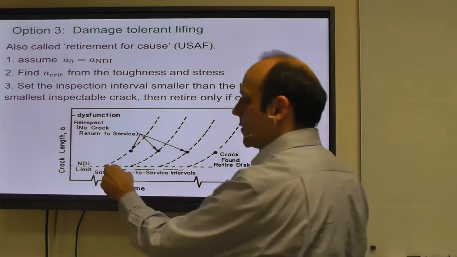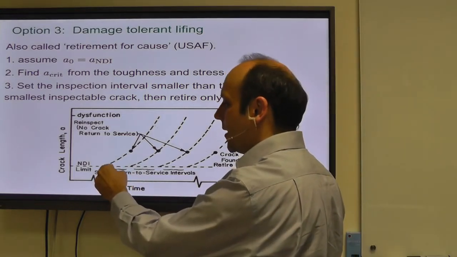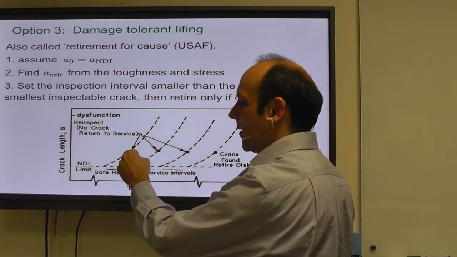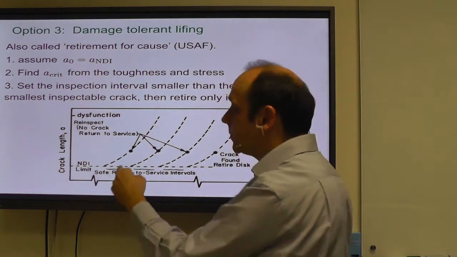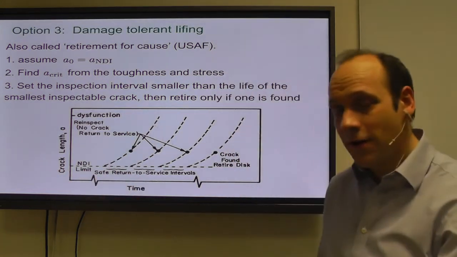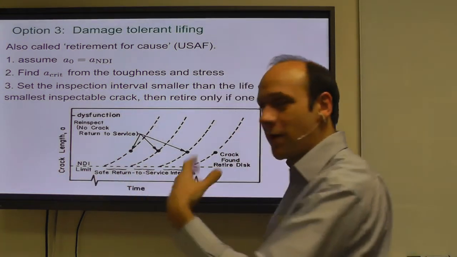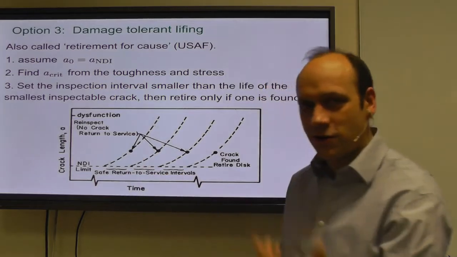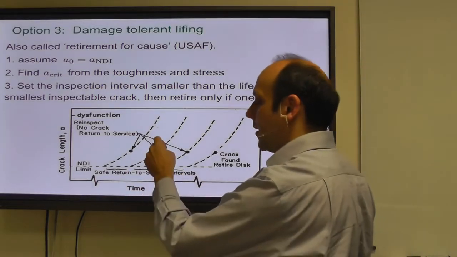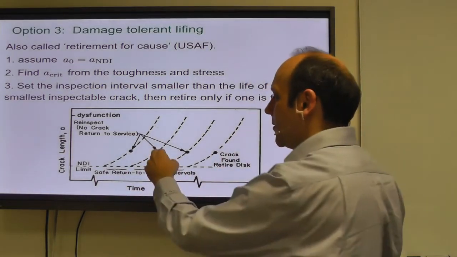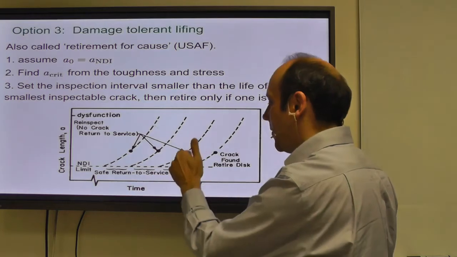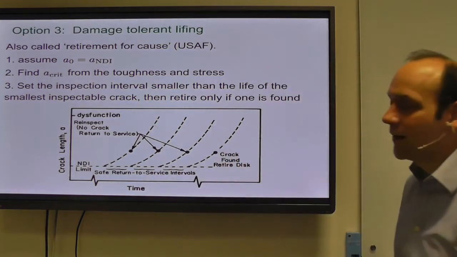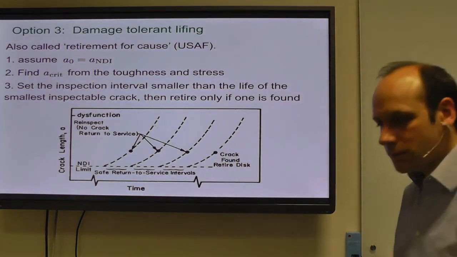So if you started off assuming a crack was that size, it would hypothetically go up to there, and then you inspect. And when you inspect, if you find no cracks, you can then reset your assumed maximum crack size to the non-destructive inspection amount. And then you can grow the crack again, the hypothetical one, you inspect again, find nothing, keep going until you eventually find a crack, and then retire the disc.